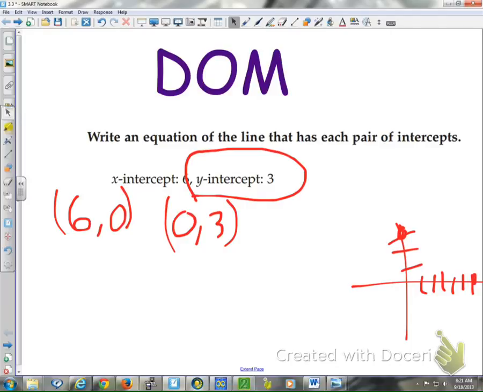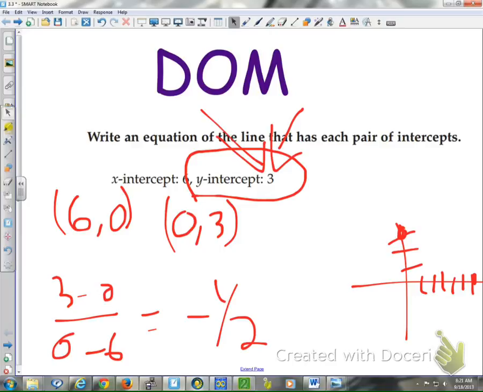Alright, so finding the slope. y2 minus y1 over x2 minus x1. 3 over negative 6 is negative 1/2. And then that's our slope. There's our y-intercept. So our equation is just y equals, hold on. Y equals negative 1/2 x, our slope, plus 3. Just plug the points into the slope formula.